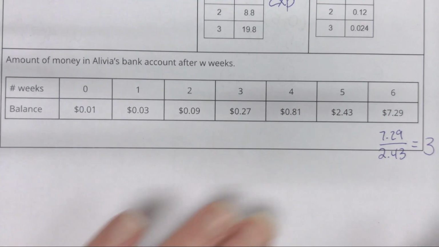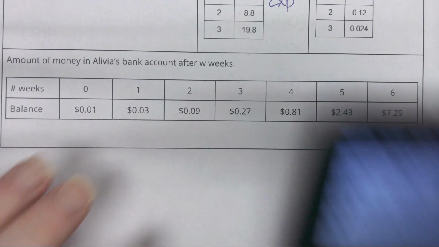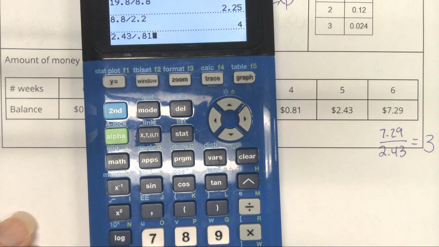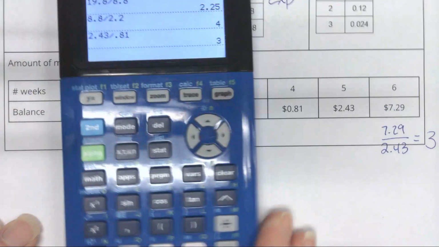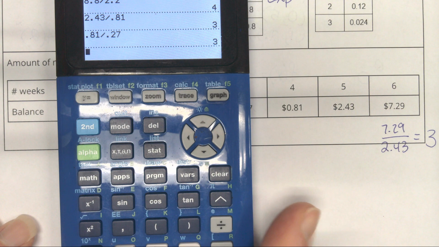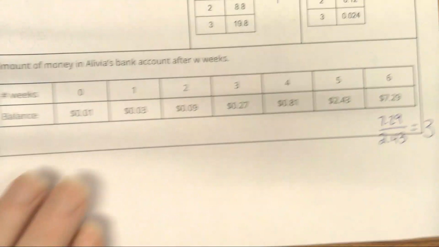If you start going through, let's double check that they're all 3. We don't have to write it all down. I'm going to do 243. What's before 243 is the 81. Do I get 3 again? Yep. I check the 81 divided by 27. 3. Okay, I think I found my multiplier. What is it? 3. This is exponential.